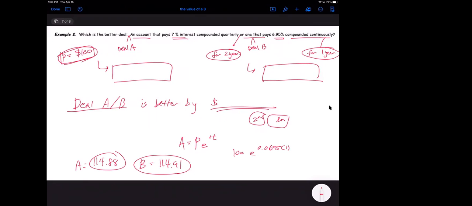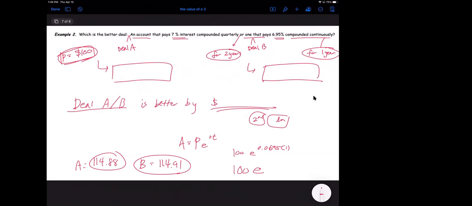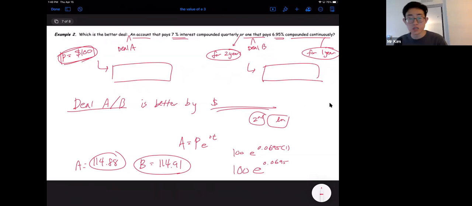Okay, so when I type that in, it's 100 times second, natural log, and then to the power of what is it? Rate times time. 0.0695. Okay. Yep. And Joshua Spence, I got your message.